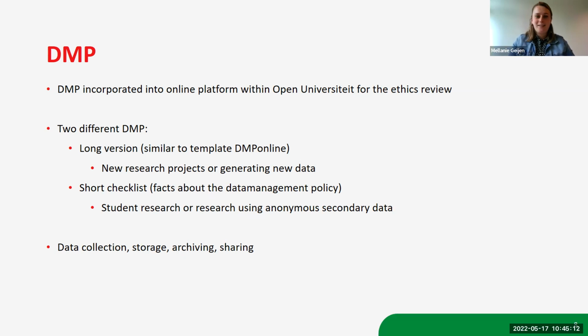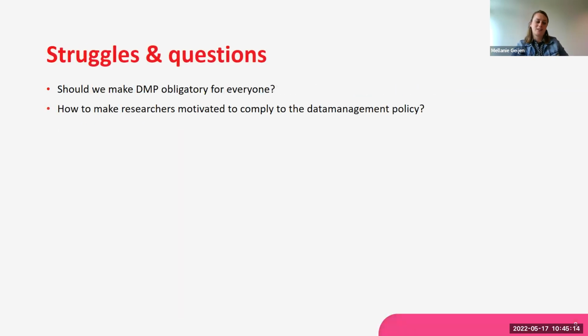And that leads me to the struggles and questions that we are dealing with at the moment. And I only picked these two because I think they're the most relevant ones to discuss here. We are questioning if we should make a DMP obligatory for everyone instead of only the ethics online platform, and if we should only use that platform or just use DMPonline, that we direct the students and researchers to DMPonline.